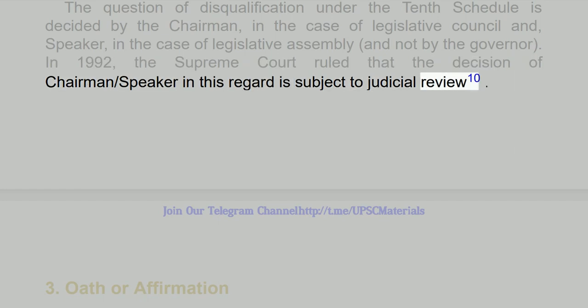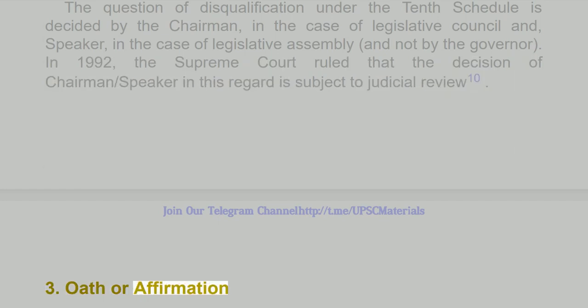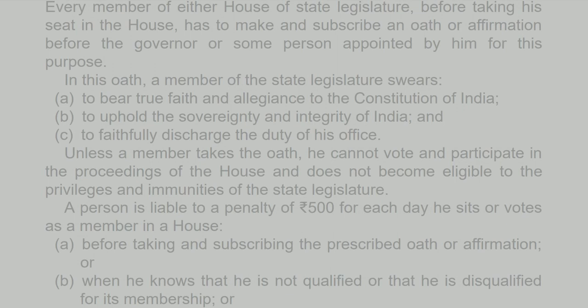3. Oath or affirmation. Every member of either House of State Legislature, before taking his seat in the House, has to make and subscribe an oath or affirmation before the Governor or some person appointed by him for this purpose. In this oath, a member of the State Legislature swears, A. To bear true faith and allegiance to the Constitution of India, B. To uphold the sovereignty and integrity of India, and C. To faithfully discharge the duty of his office. Unless a member takes the oath, he cannot vote and participate in the proceedings of the House and does not become eligible to the privileges and immunities of the State Legislature.